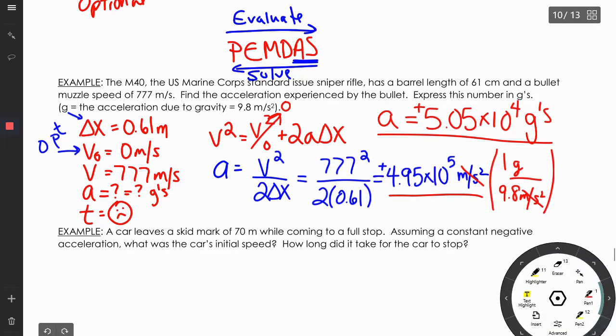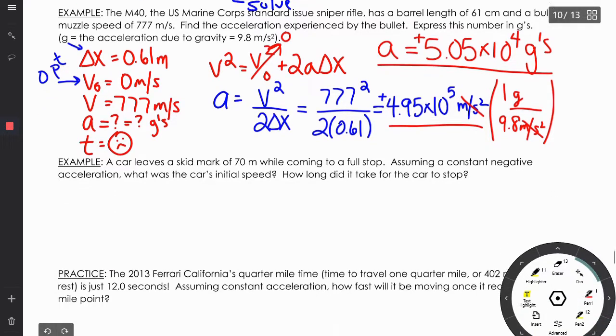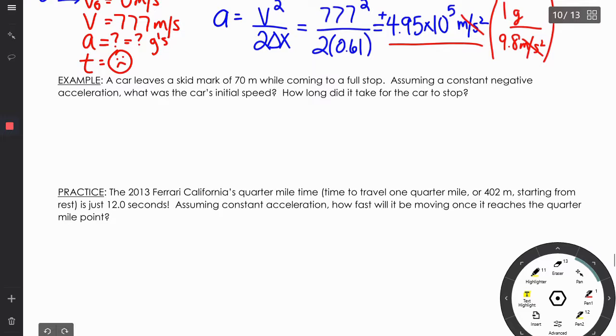Okay. So now let's do another one. Here we have a question that says a car leaves a skid mark of 70 meters while coming to a full stop, assuming a constant negative acceleration. What was the car's initial speed? Okay, with this one, there is a piece of missing information in the problem. I forgot to give what that constant acceleration is. So we're just going to say it's negative 3 meters per second squared.